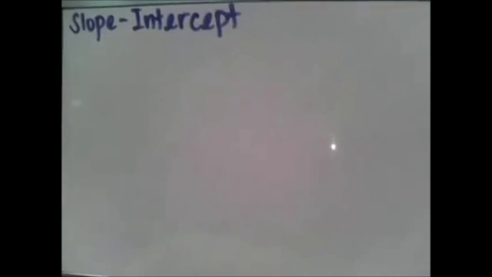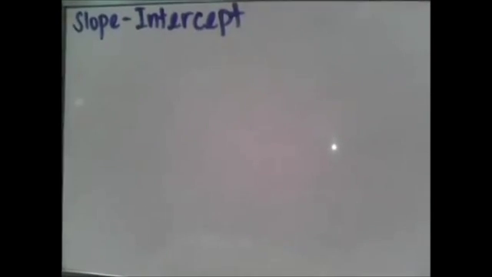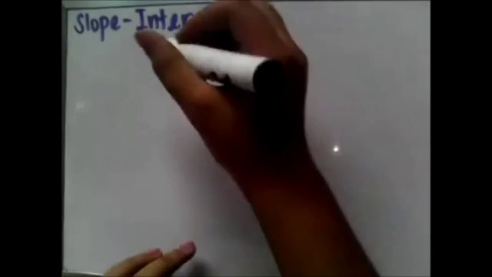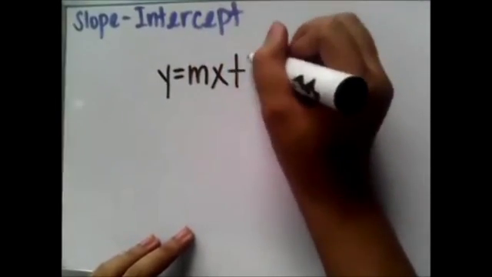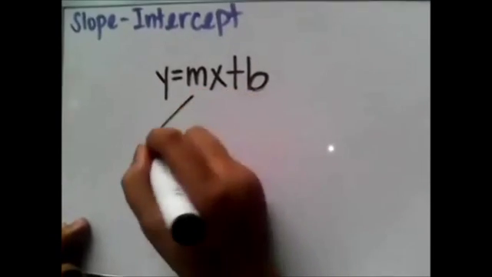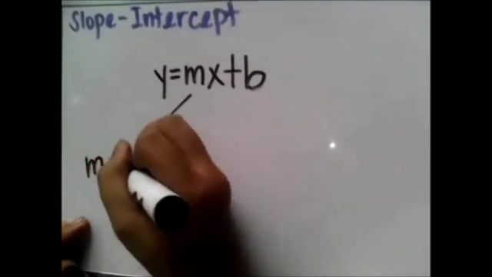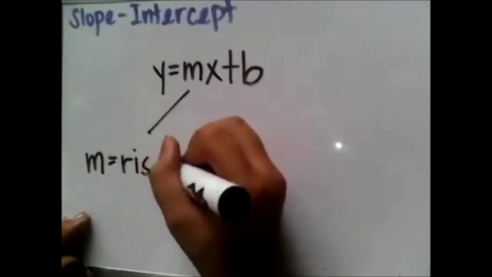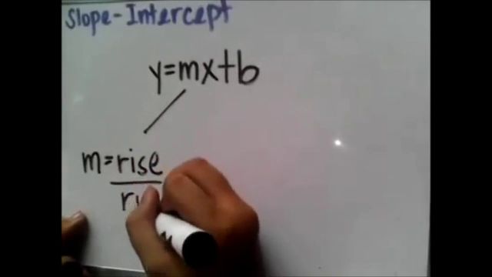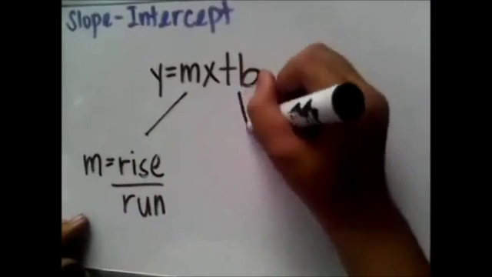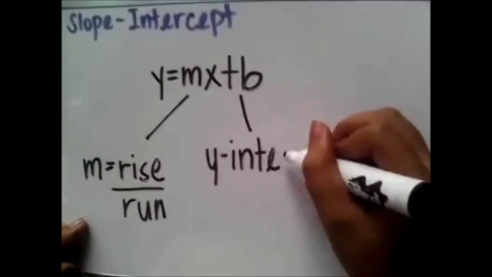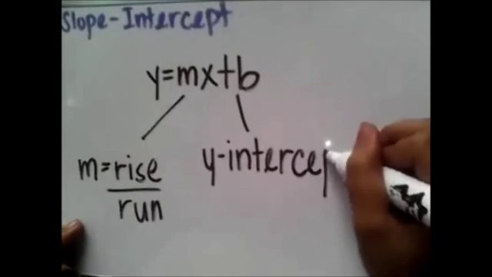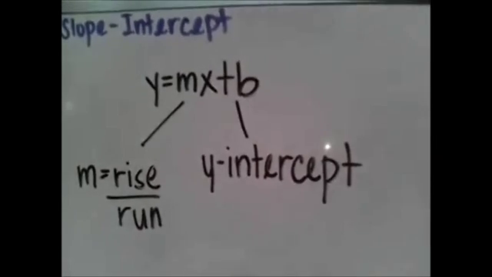Let's first have slope-intercept form. So in slope-intercept form, we have y is equals to mx plus b, where m is the slope, which is rise over run, while the b is the y-intercept, or simply, it is where the line crosses the y-axis. And remember our Cartesian plane.